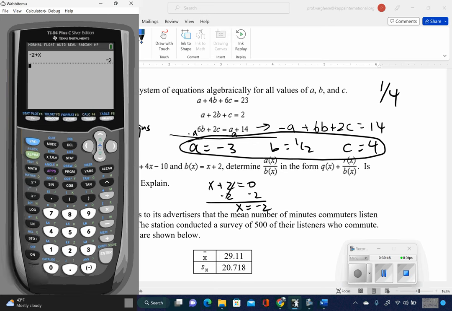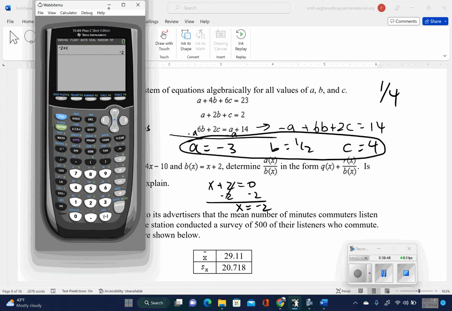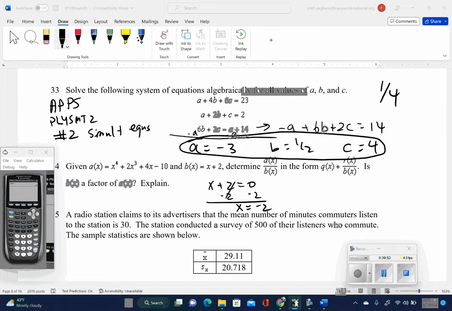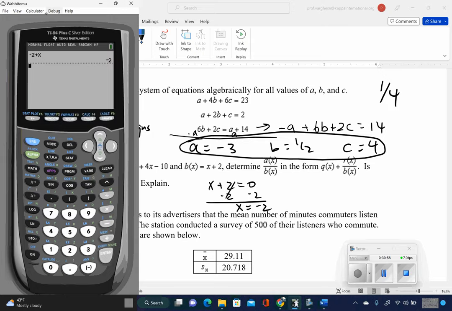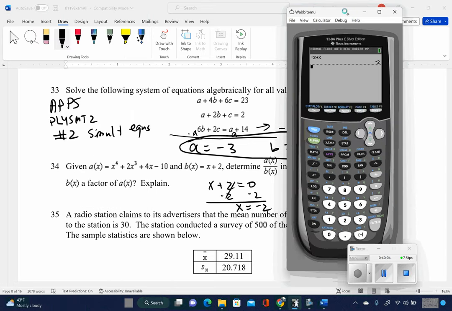And then you're going to plug the, let me move this over here. My calculator is acting up. Let's put it over here. All right. So I'm going to plug this whole thing in. So x to the fourth, go over to the right, plus 2x to the third, go over to the right, plus 4x, and I have minus 10. And I'm going to hit enter. So my calculator gives me an answer of negative 18.